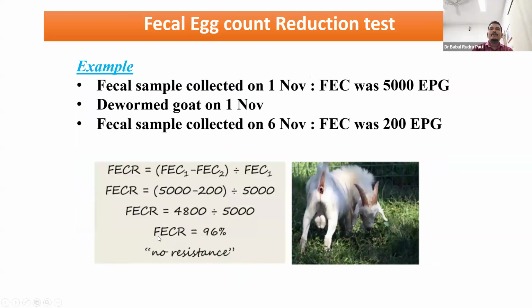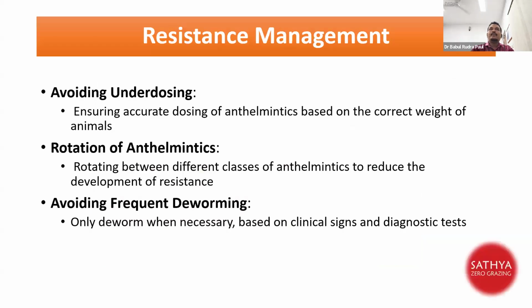If 200 eggs per gram is counted, the fecal egg count reduction is about 96%. The fecal egg count reduction rate is calculated from the fecal egg count initially before treatment, that is C1, and C2 after treatment, divided by C1, the fecal egg count. So if it is 96%, it indicates that there is no resistance. If the fecal reduction is less than 50% or 60%, that means the parasite is resistant against that particular group of anthelmintics.